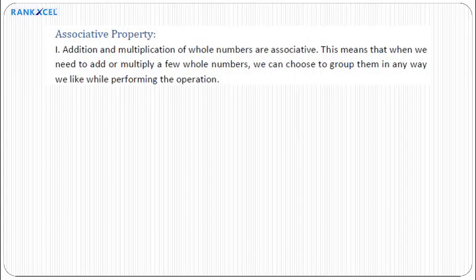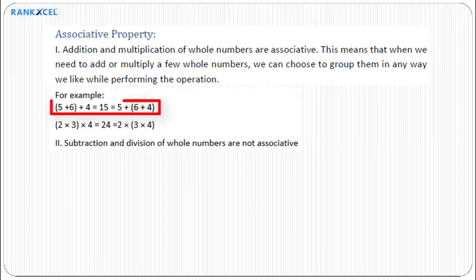Associative property. Addition and multiplication of whole numbers are associative. This means that when we need to add or multiply a few whole numbers, we can choose to group them in any way we like while performing the operation. For example, 5 plus 6 plus 4 equals 15, equals 5 plus 6 plus 4 grouped differently. 2 times 3 into 4 equals 24 equals 2 into 3 into 4 grouped differently. Subtraction and division of whole numbers are not associative.